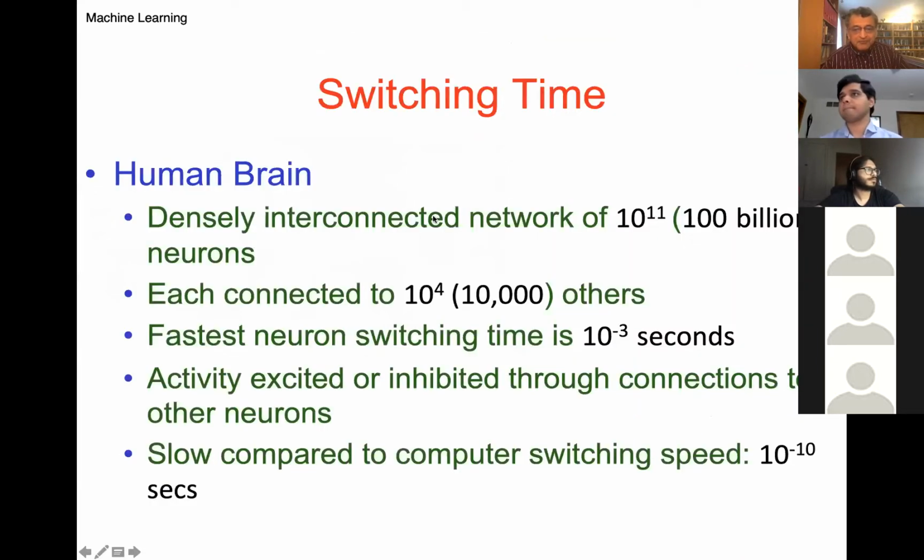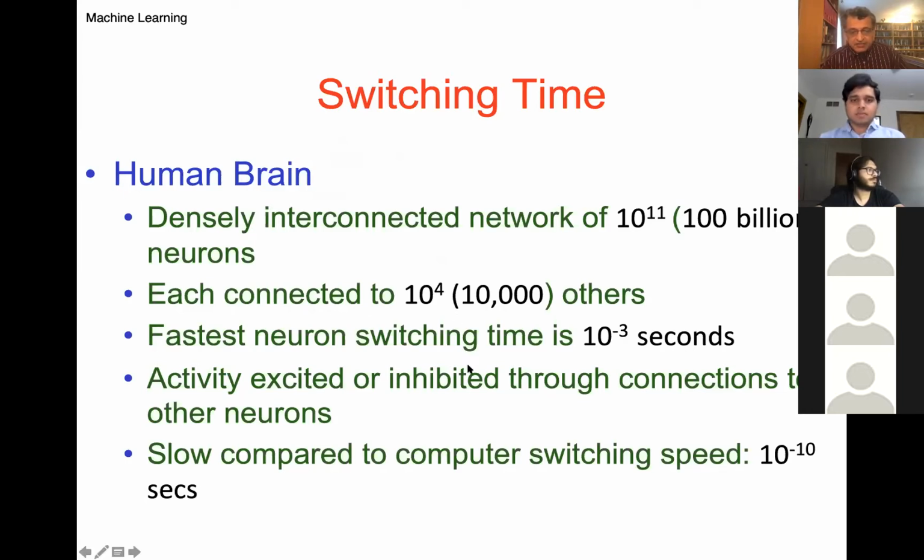Switching time. Human brain is a densely connected network of 10 to the 11. Oh, wow. This number has suddenly increased to 100 billion neurons. All right. I said 10 billion, and now I'm talking about 100 billion. So maybe it's even more than 10 billion, 100 billion. How many are they connected? Each neuron is connected to 10,000 others. That's interesting. So one can be connected to 10,000 other neurons. It's in 3 dimensions, right? It's not like just on the surface of the brain. It can also be inside the brain and all that.